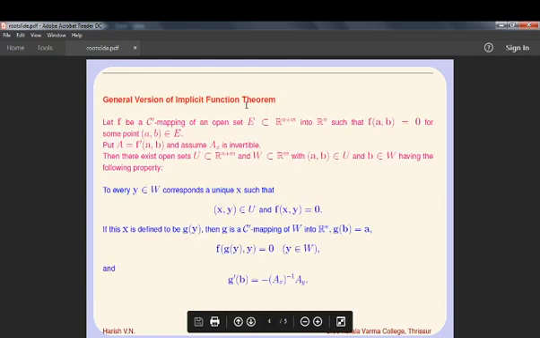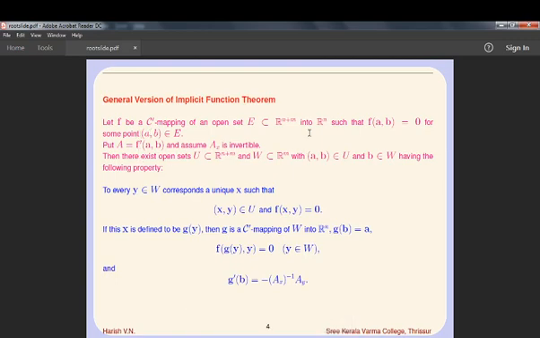So, the general version of the implicit function theorem. Here there is a functional relationship between x and y, and you want to solve x in terms of y. That means x as a function of y. What is that functional relationship? It is f of x comma y is equal to 0. So the question is, under what conditions can we solve x in terms of y?